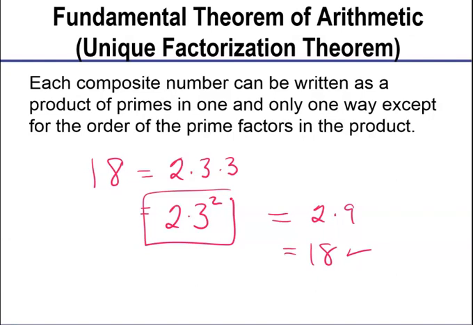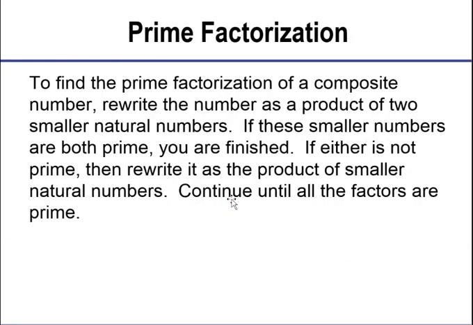And every single whole number can be written as a product of primes unless it's already prime, and that is just the prime number itself, right? Okay, to find the prime factorization of a composite number, rewrite the number as a product of 2 smaller numbers. If these smaller numbers are both prime, you're finished. If either is not prime, then rewrite it as a product of smaller natural numbers and continue until all the factors are prime. So this is the how-to, and really what this is called is a factor tree. So when I'm speaking of this, I'm really talking about a factor tree.